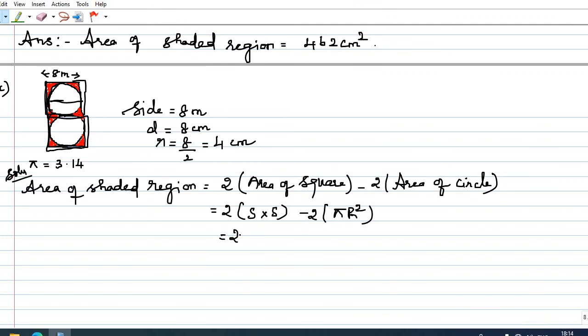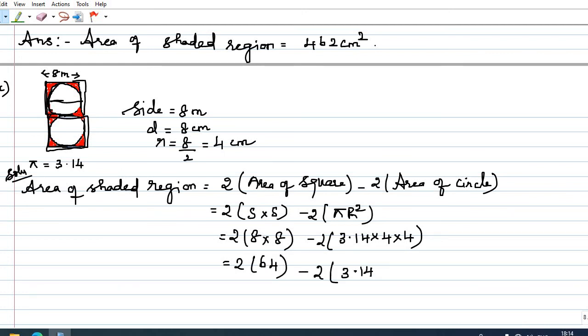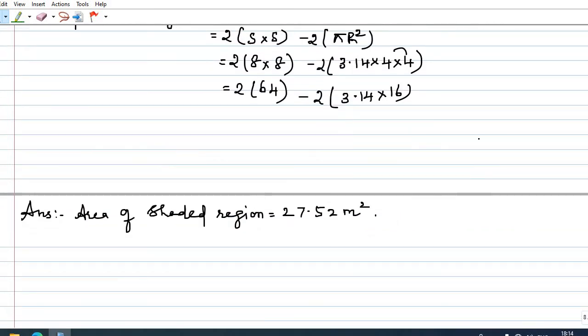Okay. Now listen. Side, what is given? 8. So 8 into 8. 2 into pi value 3.14, radius 4 into 4. So listen. 2 into 8 8s are 64, minus 2 into 3.14 into 4 4s are 16. So you have to do this in the rough column.